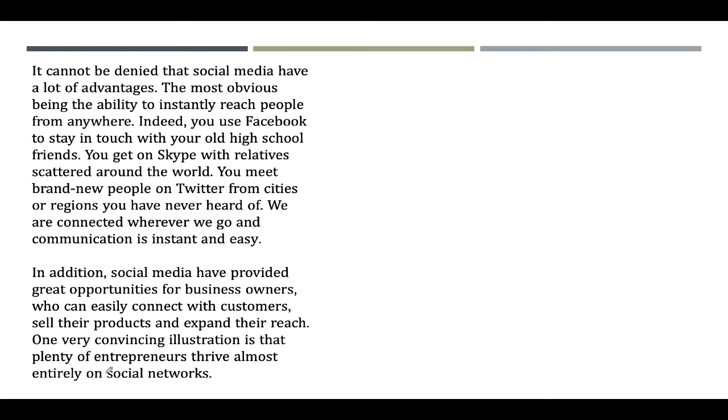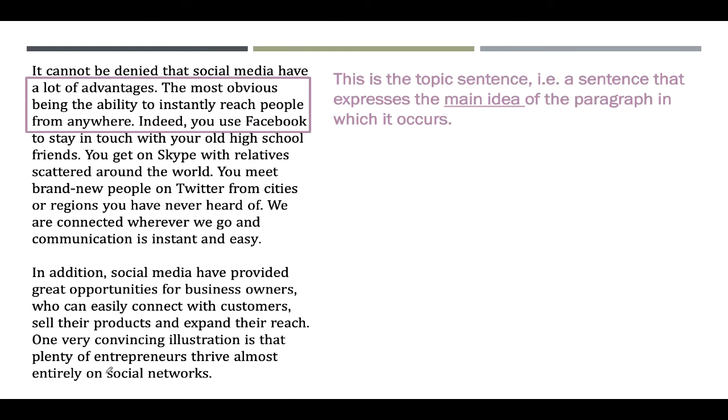It can't be denied that social media have a lot of advantages, the most obvious being the ability to instantly reach people from anywhere. Indeed, you use Facebook to stay in touch with your old high school friends. You get on Skype with relatives scattered around the world. You meet brand new people on Twitter from cities or regions you have never heard of. We are connected wherever we go, and communication is instant and easy. This is the topic sentence: the most obvious being the ability to instantly reach people from anywhere. So the topic sentence is a sentence that expresses the main idea of the paragraph.